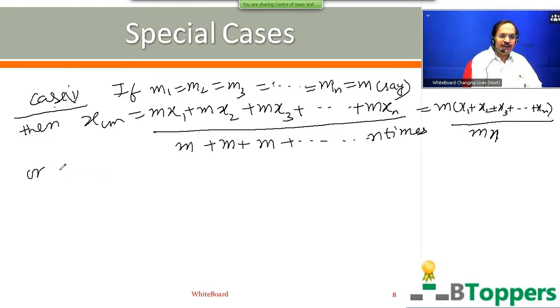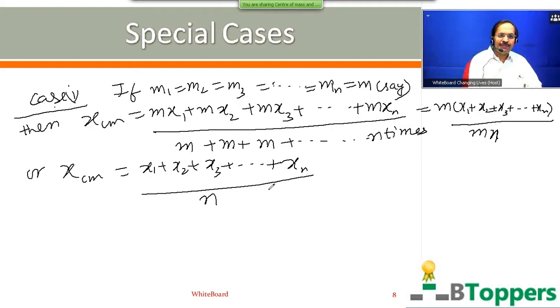So you get the x coordinate of center of mass of the system of n particles is equal to x1 plus x2 plus x3, etc., up to xn, divided by n. That is, small m gets cancelled here. That means if all the n particles of the system have the same mass m, the x coordinate of center of mass of the n particles is the arithmetic mean of x1, x2, x3, etc., up to xn. Arithmetic mean of x coordinates of all the particles.